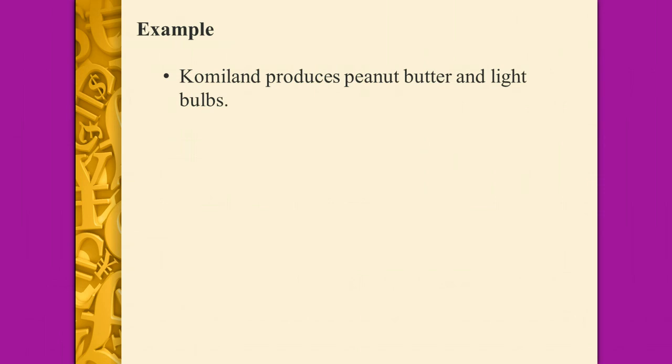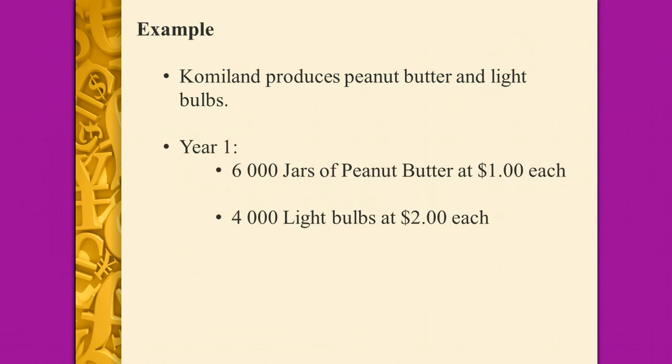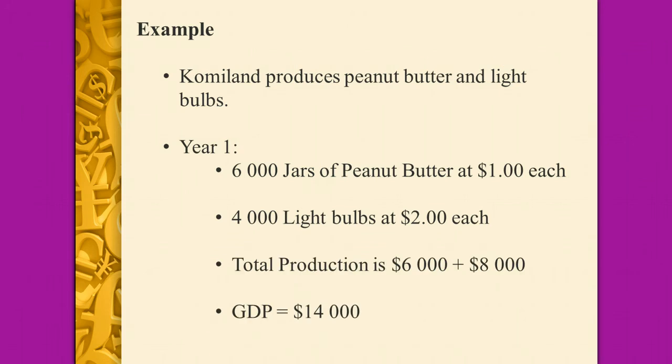So we have an example. Commiland produces peanut butter and light bulbs. In year one, 6,000 jars of peanut butter at $1 each, 4,000 light bulbs at $2 each is the whole year's production. Total production is $6,000 plus $8,000, 6,000 here, 8,000 here, GDP 14,000. So Commiland's GDP for this year is $14,000.